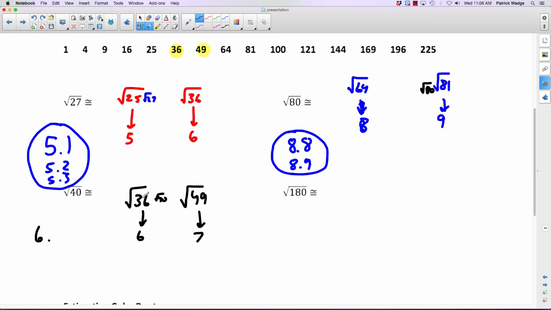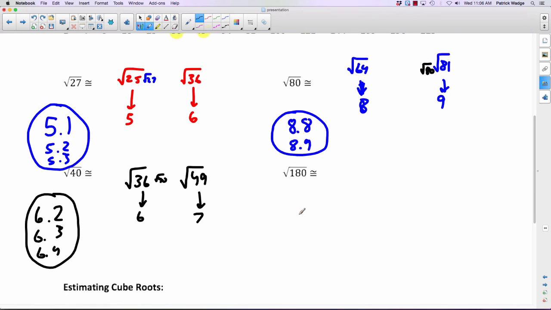So it's closer to the smaller one. We know it has to be less than 6.5. I'd probably say 6.2, 6.3, maybe 6.4. Any of those answers are good. The actual answer is 6.32. You see how I'm only estimating to one decimal place. It just wouldn't be possible to go more than that with this method we're using.